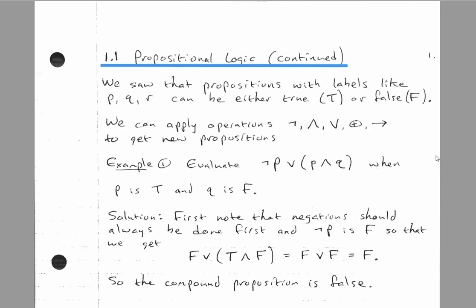Let's continue with propositional logic in this first section. So we're working with propositions that could be called P, Q, R, any letter. And they take one of two values. They're either true (T) or false (F).